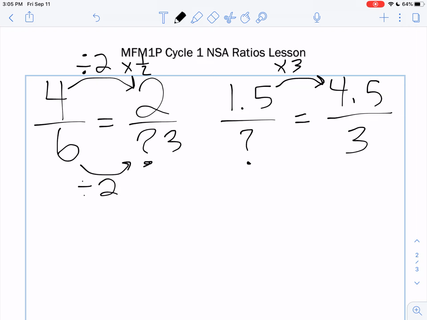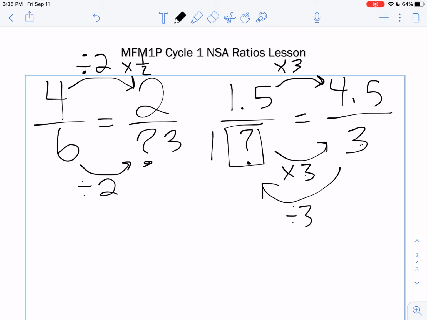And then I know whatever I do to the top, I have to do to the bottom. But this time, I know I have to take this question mark and multiply it by 3 to get 3. So what I need to do is just sort of work backwards. I would have to take the 3 and divide it by 3 to get the question mark. So 3 divided by 3 is 1. So 1.5 to 1 equals 4.5 to 3.